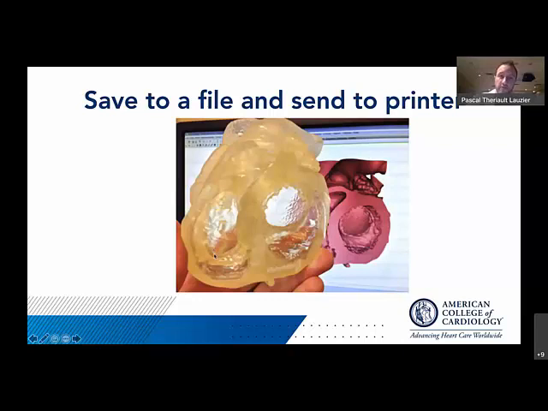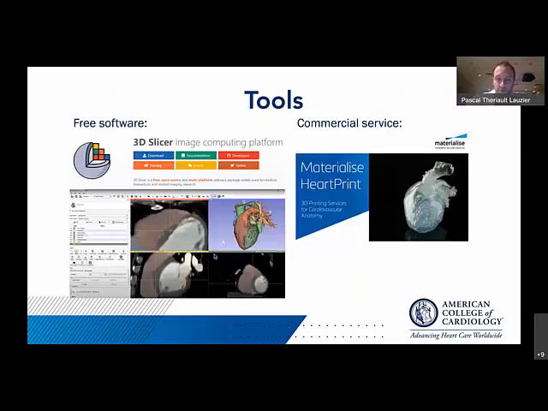Now, of course, if you're interested in trying this out on your own, there are some tools that are available for free online. So there's 3D Slicer that you can download and try to segment the heart and create this 3D mesh that I was discussing before. And you could, in theory, send it to a printing company for this to be done. There are now some companies that specialize in this. Materialize is one of them, and they take care of the whole process from A to Z.